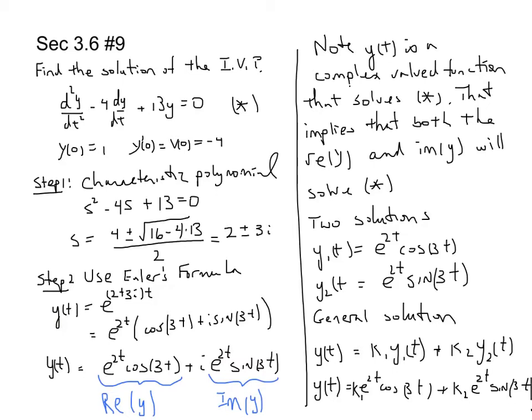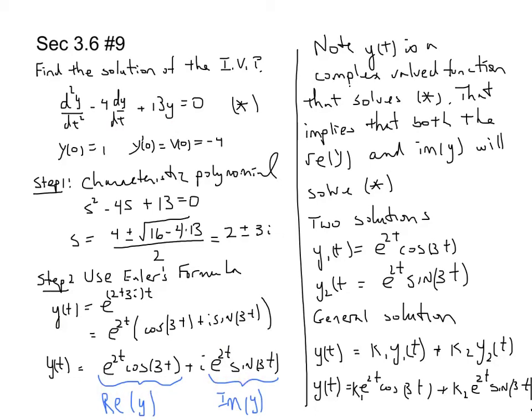Note that y of t is a complex valued function that solves this differential equation star, and that implies that both its real part and its imaginary part also solve it. And you should try that. You should take this function, take its second derivative, subtract 4 times its first derivative, and add 13 times the function, and you'll see that everything cancels and adds up to be 0. So both of these are solutions.